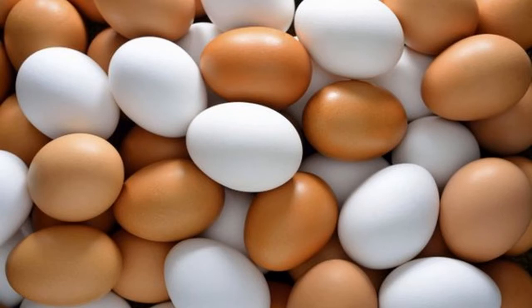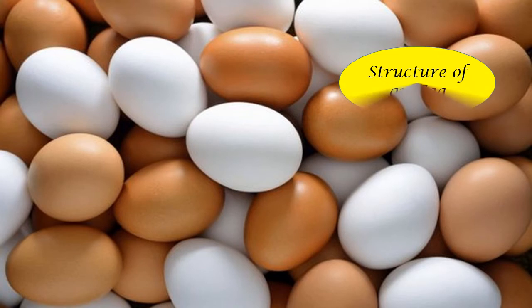What do you see in the picture over here? Yes, it is all eggs, right? The brown egg as well as the white egg. This is what we always have in common in our food, included in our dietary products. So here we're going to discuss the structure of an egg.